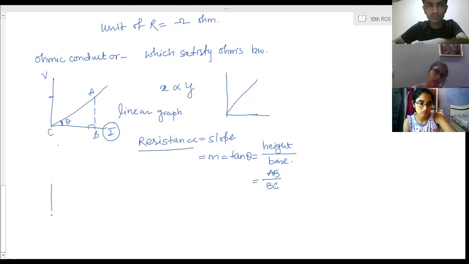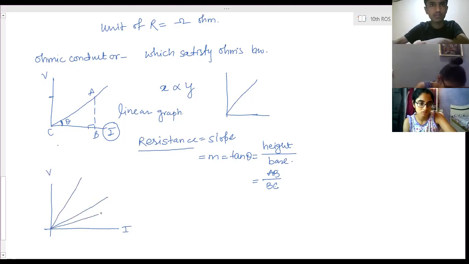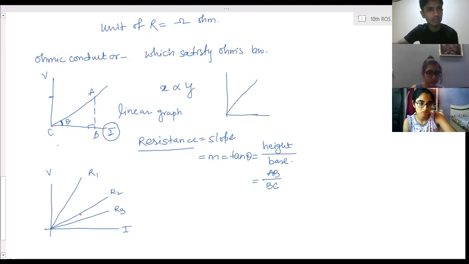Okay. Now if you want to compare the resistances, so this is I, this is V. Here is one graph, another graph is here, third graph is here. This is R1, R2, R3. To compare these, we are not supposed to find out their individual resistances. With the current axis, we have to see the inclinations. Whose inclination is more? R1. So R1 is greater than R2, greater than R3. So resistance of R1 is greater than resistance of R2, greater than resistance of R3.